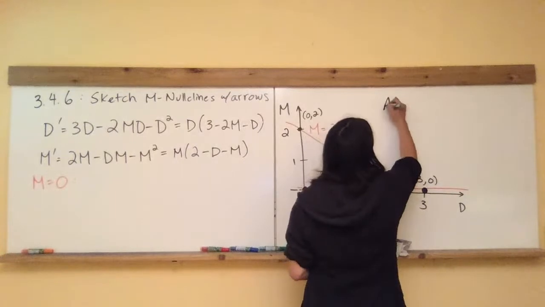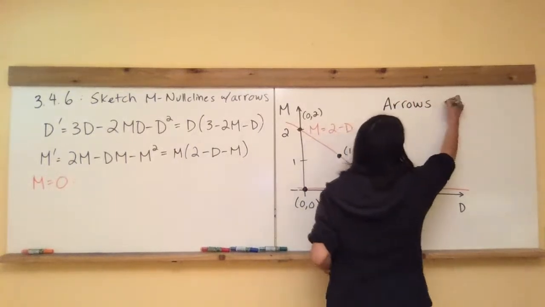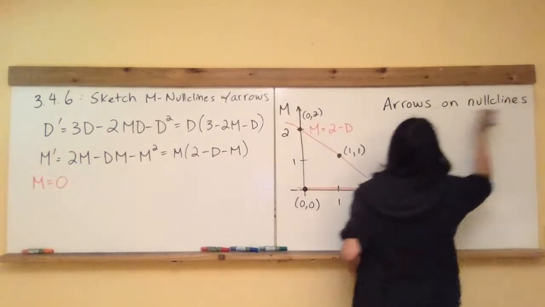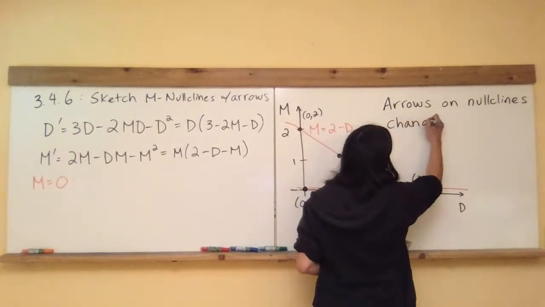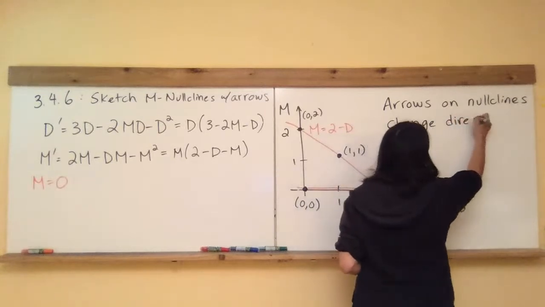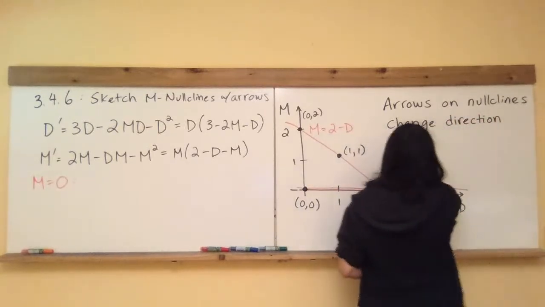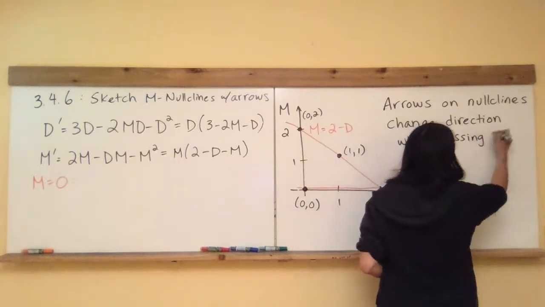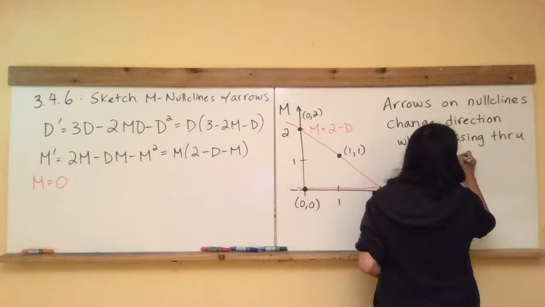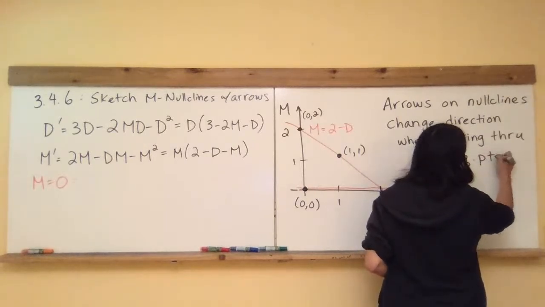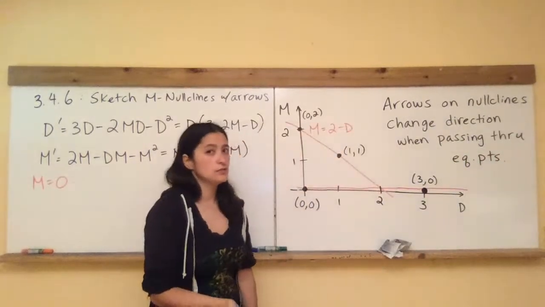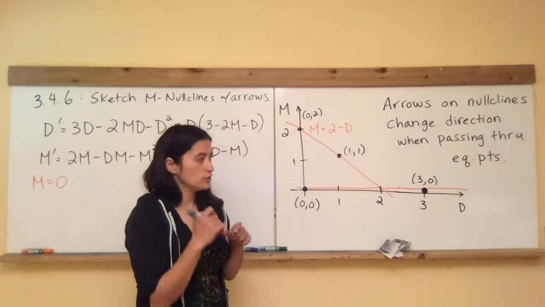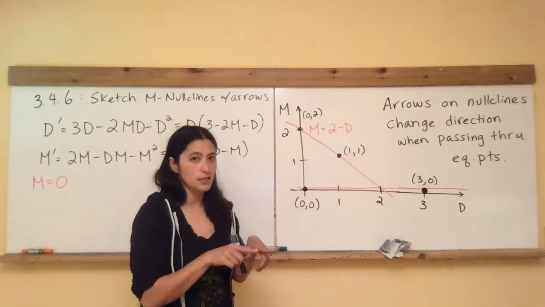What I was trying to say is that arrows on the nullclines change direction when passing through equilibrium points. That's a really important thing to know, because like we were just saying, there's going to be left or right behavior on these things, right?